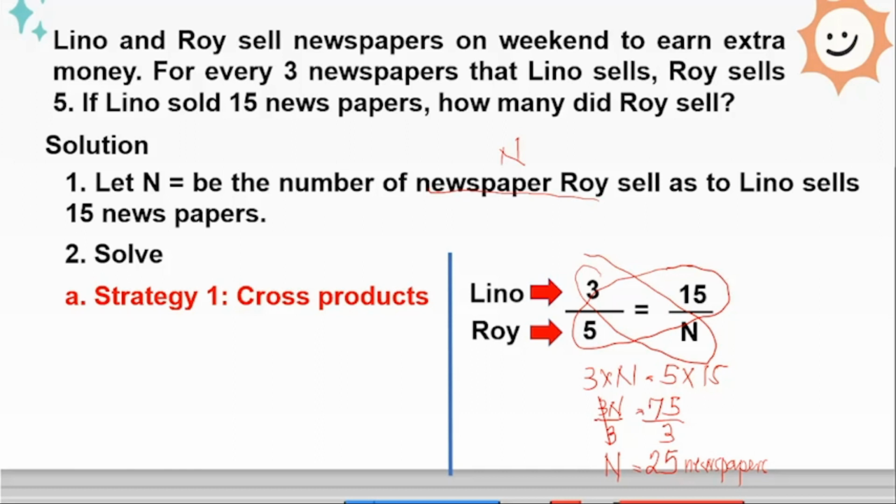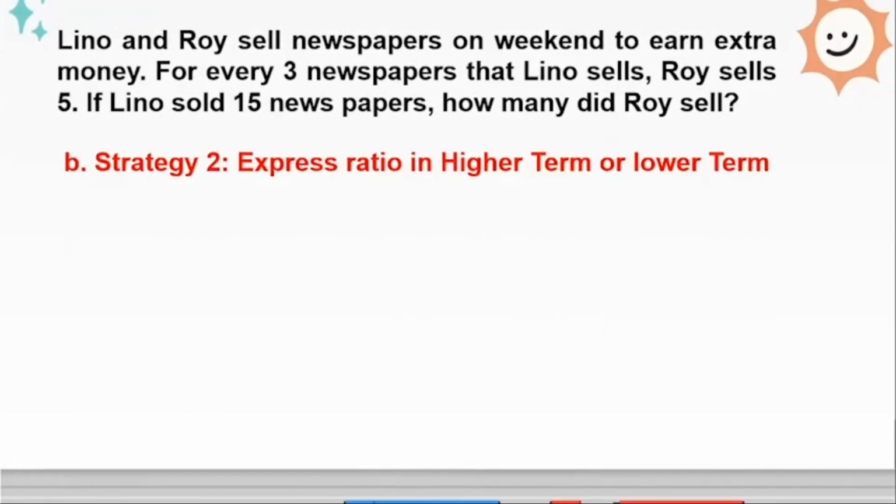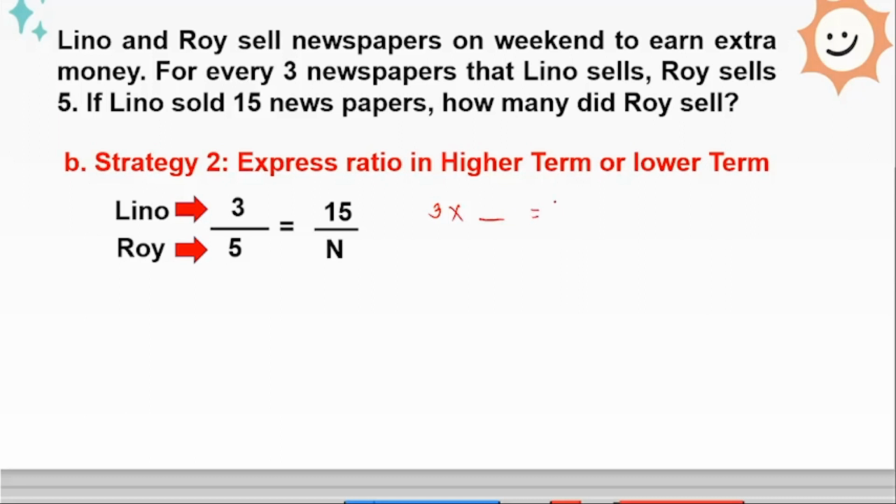We can also use the next strategy. Okay? We can use express ratio and higher term or lower term. Paano naman ito? So, kanina, ang nabuo nating ratio, proportion ay 3 to 5 as 15 to n. So, ang gagawin lang natin dito, tingnan natin yung ratio ng una, 3 to 5. Then, think of a number na kapag minultiply natin sa 3, ang sagot ay 15. So, ang term na pwede nating i-multiply sa 3 ay 5. Wala nang ibang number, kasi 3 times 5 is equal to 15.